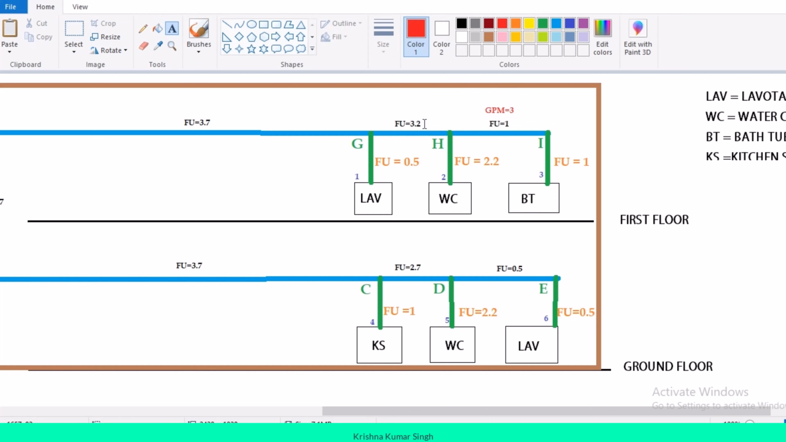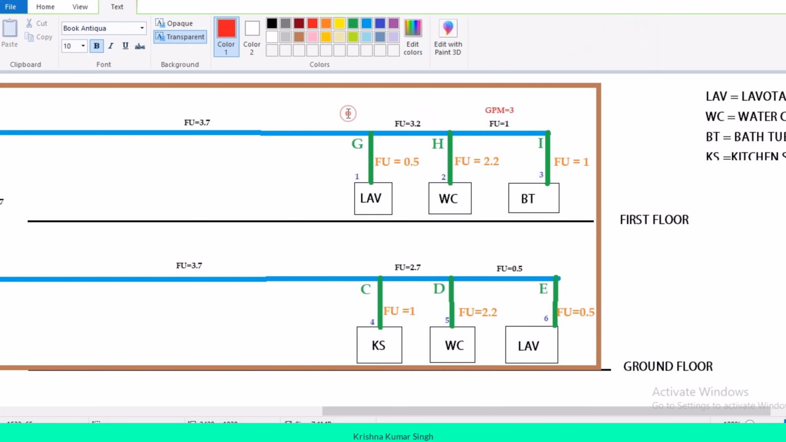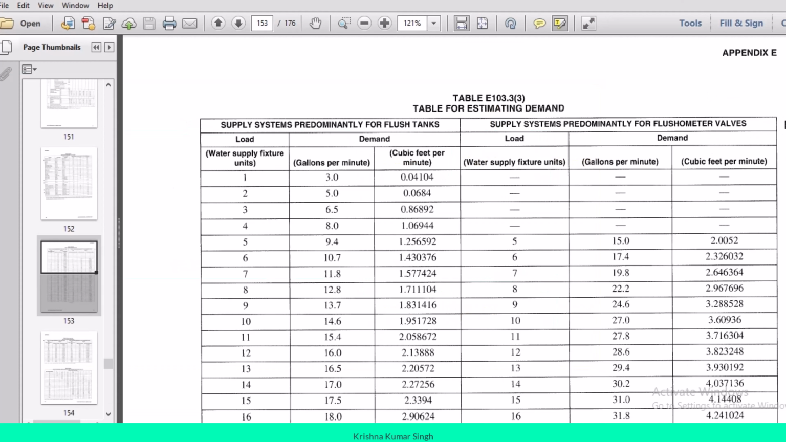Next we have fixture unit 3.2. What we will do is go back to the table. Here we have 3 fixture units equal to 6.5 GPM, and 4 fixture units equal to 8.0 GPM. So we don't have the in-between value, which is 3.2. For that purpose you have to do interpolation. Interpolation is a mathematical technique with which you can get the in-between value.